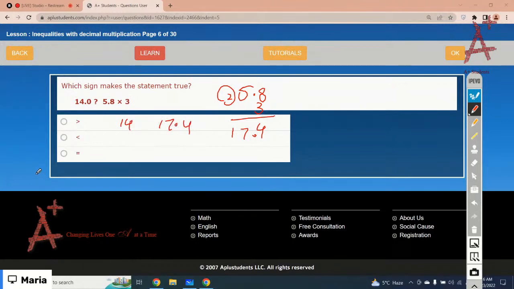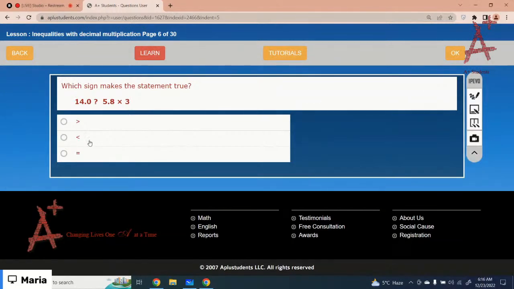So which option is the correct one? 14 is less than 17.4. Got it? So the correct option is less than. Just select the correct option and click on the OK button. Got it?